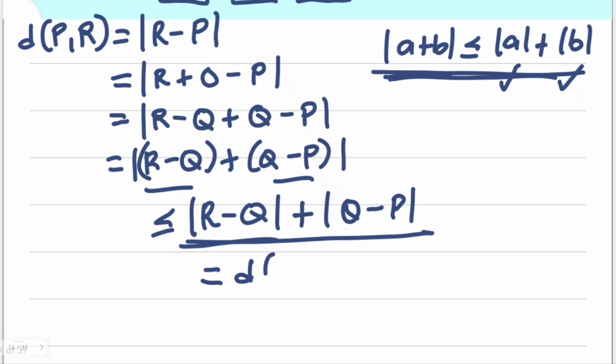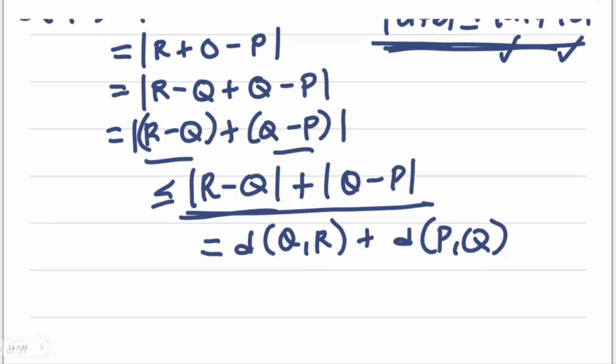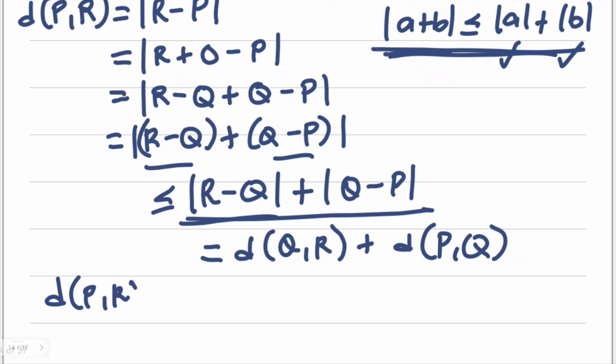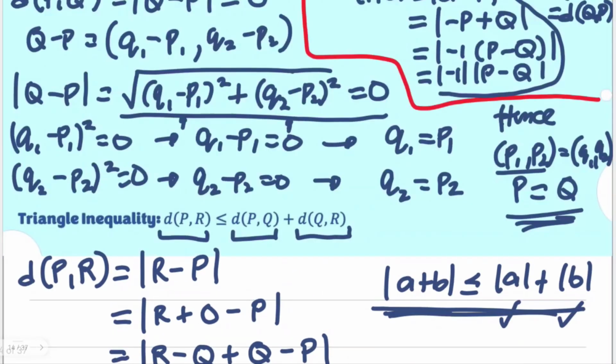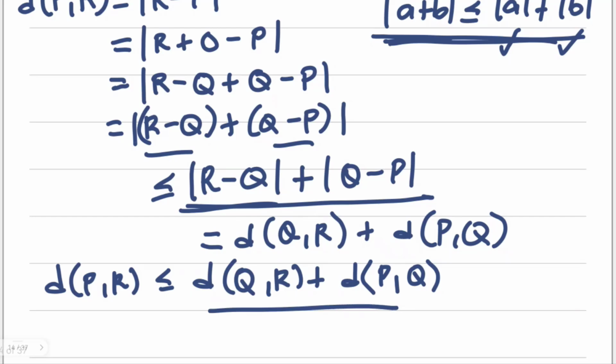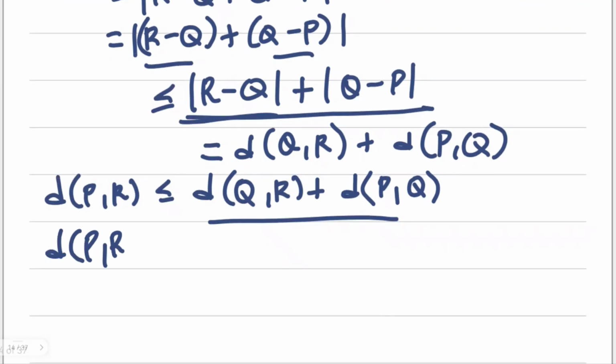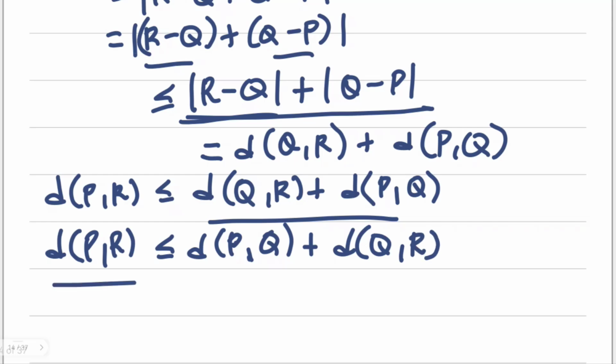This is the distance between Q and R plus the distance between, interchanging them, P and Q. So we have here the distance between P and R is less than or equal, using this, not this one, to the distance between Q and R plus the distance between P and Q. Since our goal is this, of course, this is addition, so you can always interchange that. Finally, the distance between P and R is less than or equal to the distance between P and Q plus the distance between Q and R. So we have shown the triangle inequality.